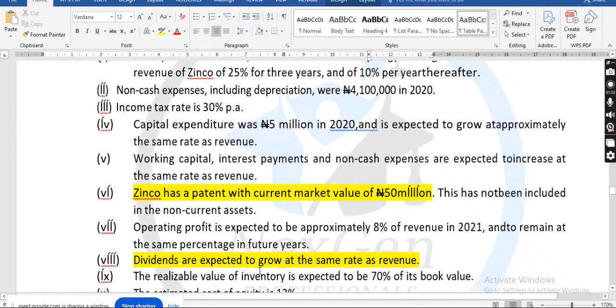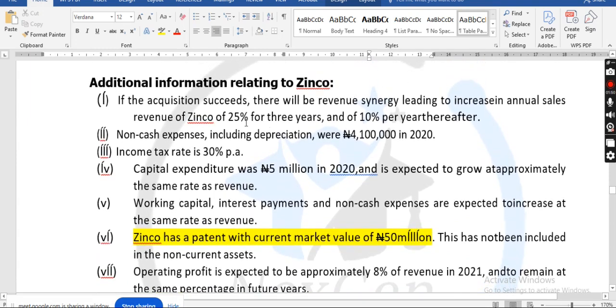Let's quickly go to the paragraph that talks about dividend. Dividend are expected to grow at the same rate as revenue, right? And what is the rate of revenue? We were told that if the acquisition succeeds, there will be the revenue synergy leading to increase in annual sales revenue of Zinco of 25% for 3 years. So which means that the dividend of 1,000 will increase. There will be a growth in dividend for 3 years.